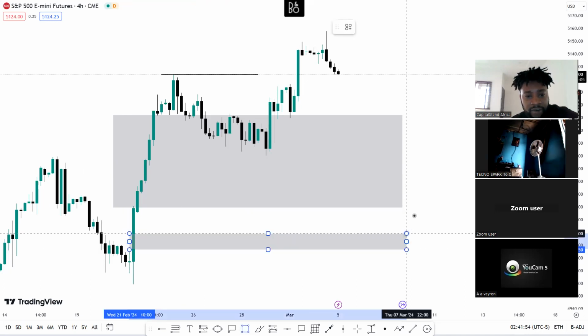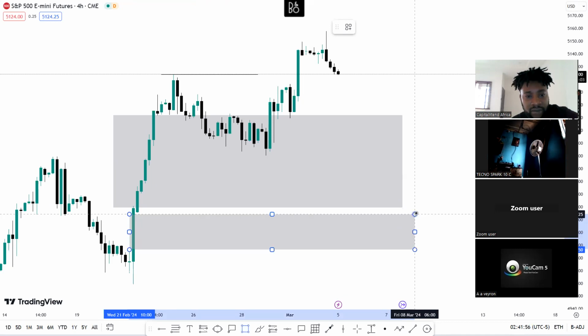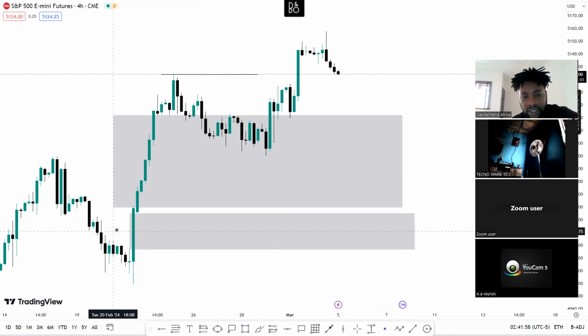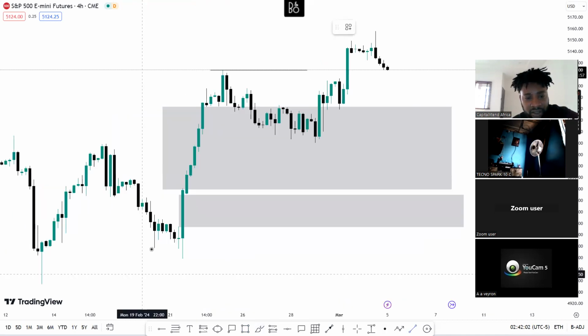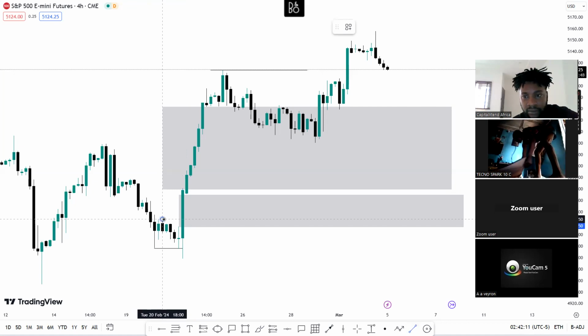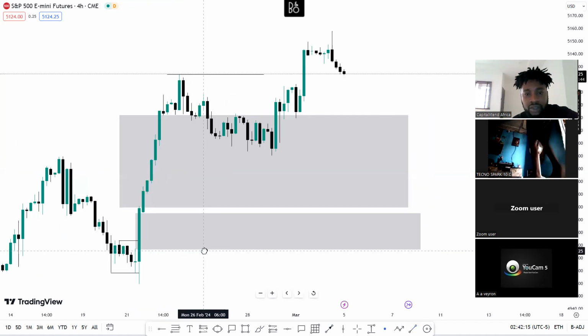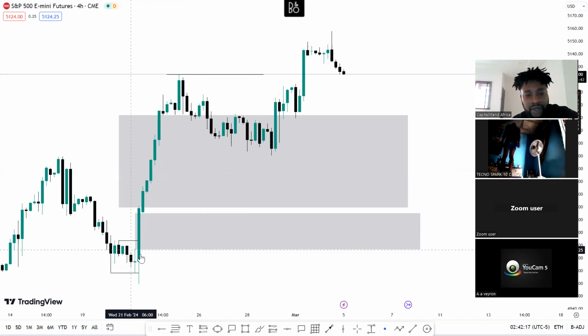I was waiting for price to come down to this 4 hour gap. Reason being that I have this liquidity sweep here and this structure shift here, and this structure shift. So I was waiting for price to come play this, but that didn't happen.